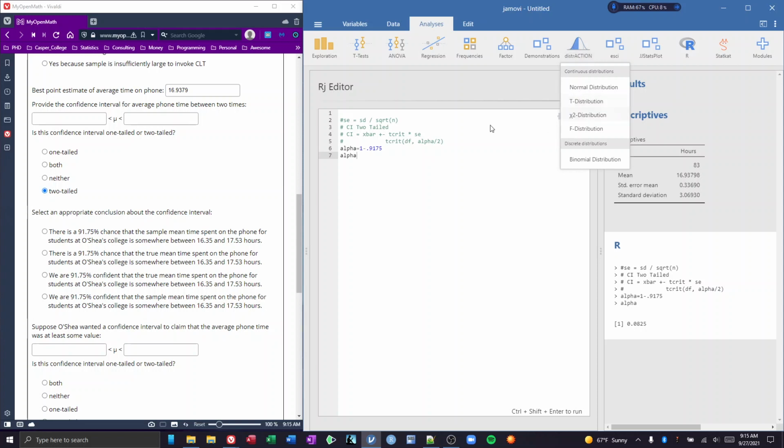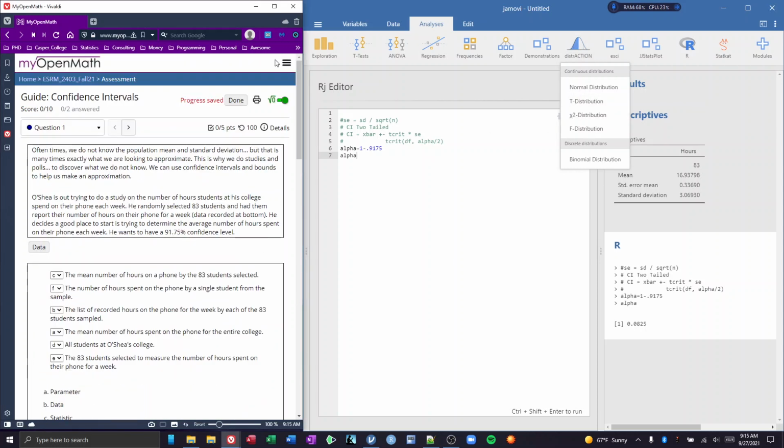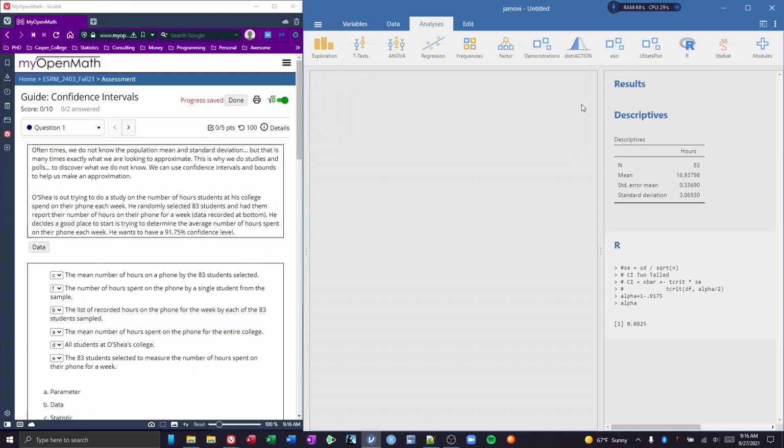If we were to know the population standard deviation, that would have to be given to us in our scenario. We would have to actually know it before we even did the study. And in this case, it doesn't give us that information. So the standard deviation, the standard error that we're using, is coming from the sample. And if it's coming from the sample, then we should be using our t-distribution. Let's go ahead and click on our t-distribution.